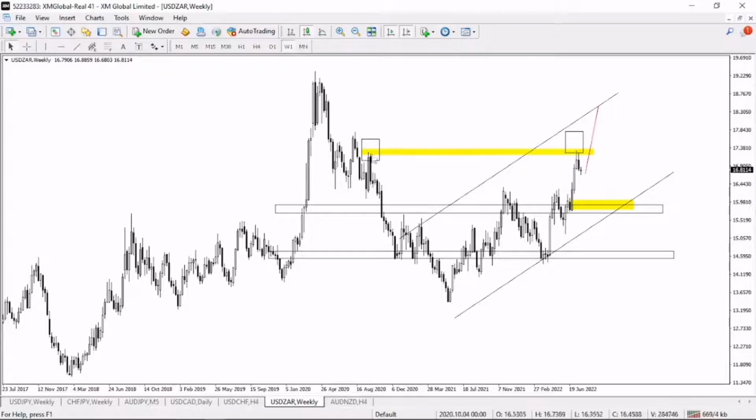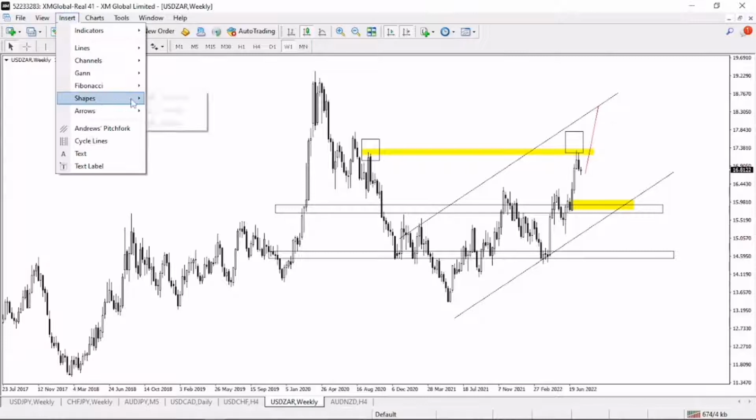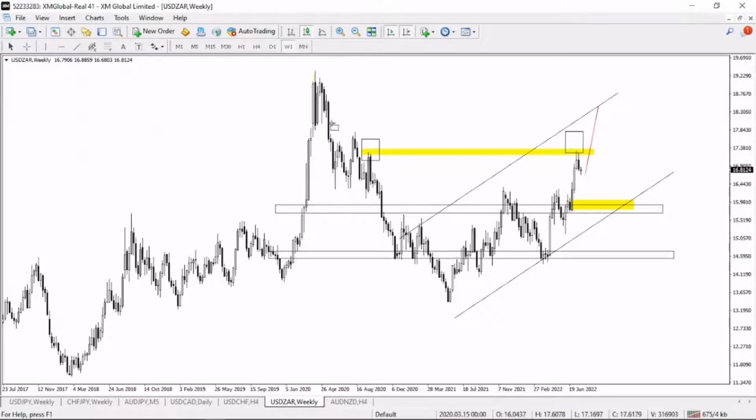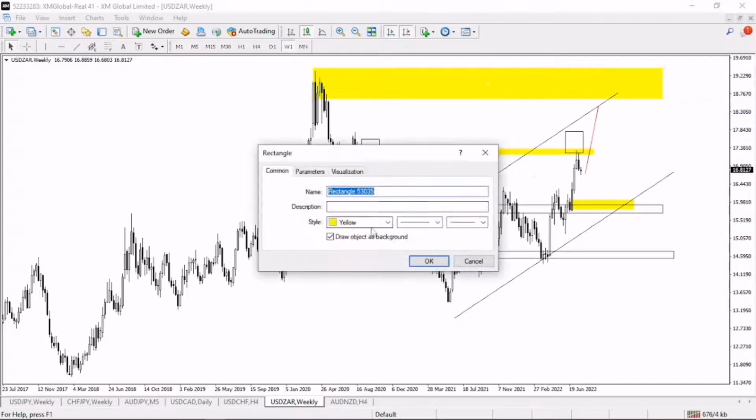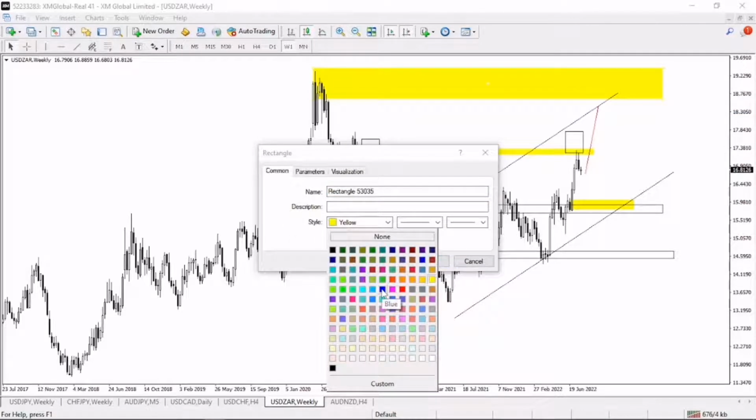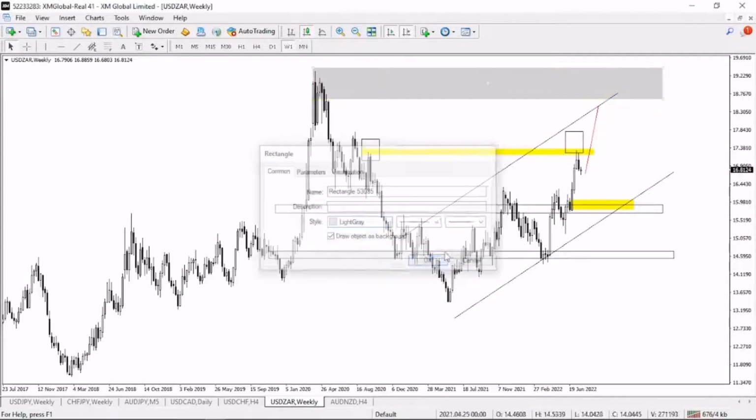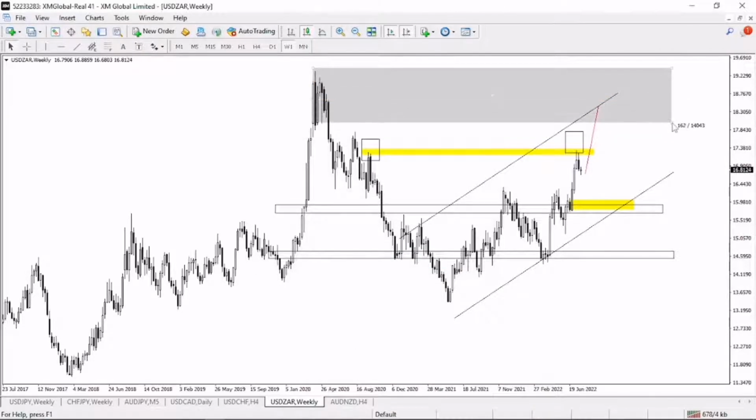From right there, guys, as you can see, the market reacted from this zone to that zone right there. We don't know how long or how short the reaction is going to last. So with that being said, we're going to have to dive deeper into the smaller time frames and look at how the market is playing out.